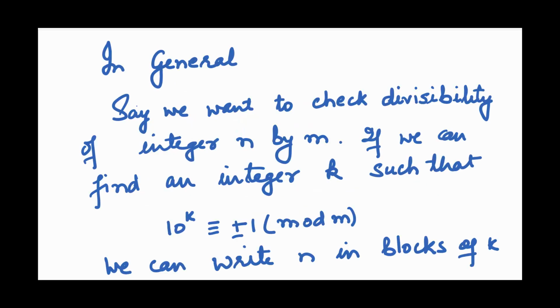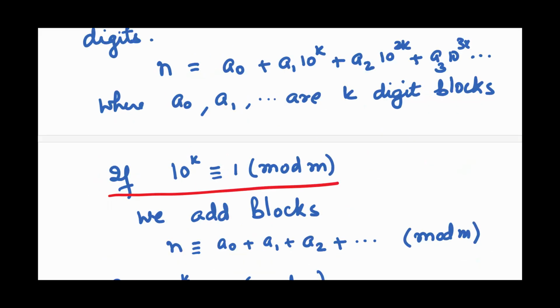Hence both 7 and 13 divide 2134496. In general, say we want to check divisibility of an integer n by m. If we can find an integer k such that 10 to the power k is congruent to plus or minus 1 mod m, we can write n in blocks of k digits. n is equal to a0 plus a1·10^k plus a2·10^2k plus a3·10^3k and so on, where a0, a1 are k-digit blocks.